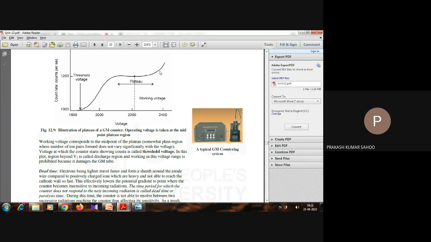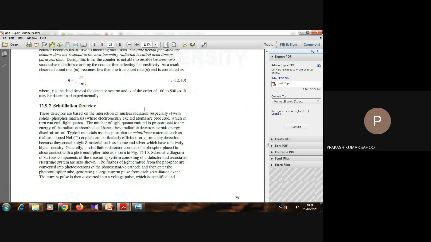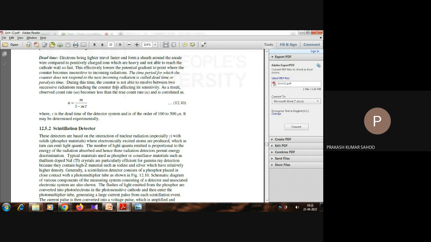and we have a difference in voltage due to the disintegration of radioactive nuclei by the radioactive rays. Then there is one formula, n equal to m by 1 minus m tau, where tau is the dead time of the detector system, on the order of 100 to 500 microseconds. It may be determined experimentally. So just read these things, okay?